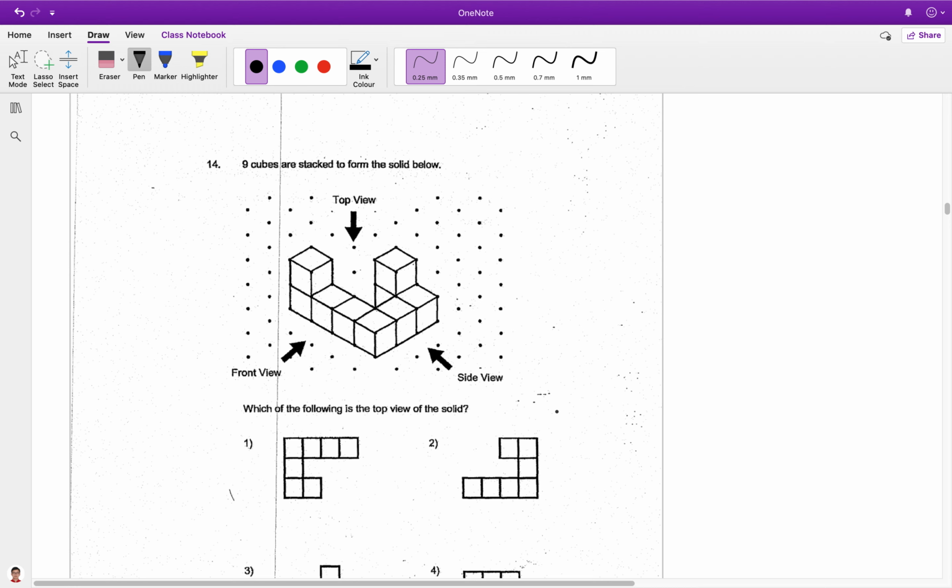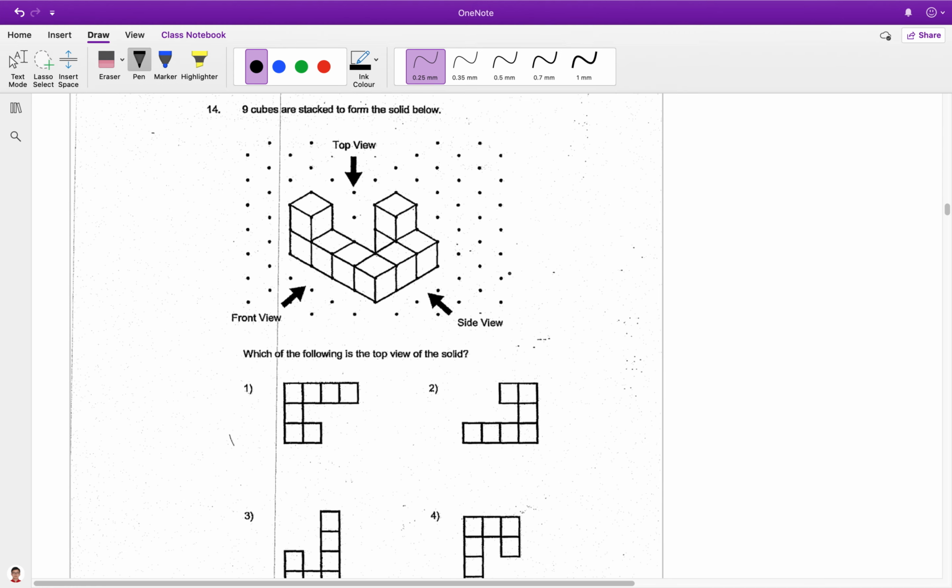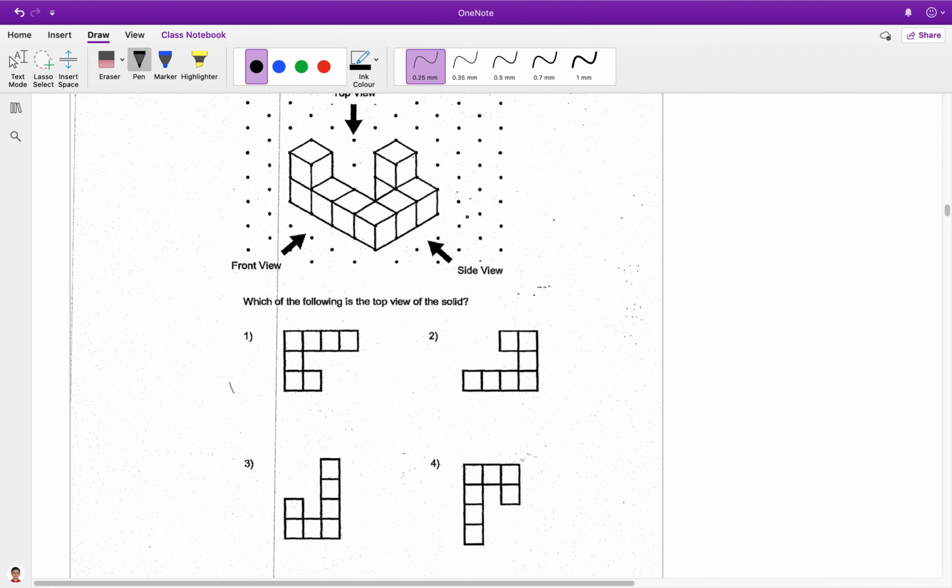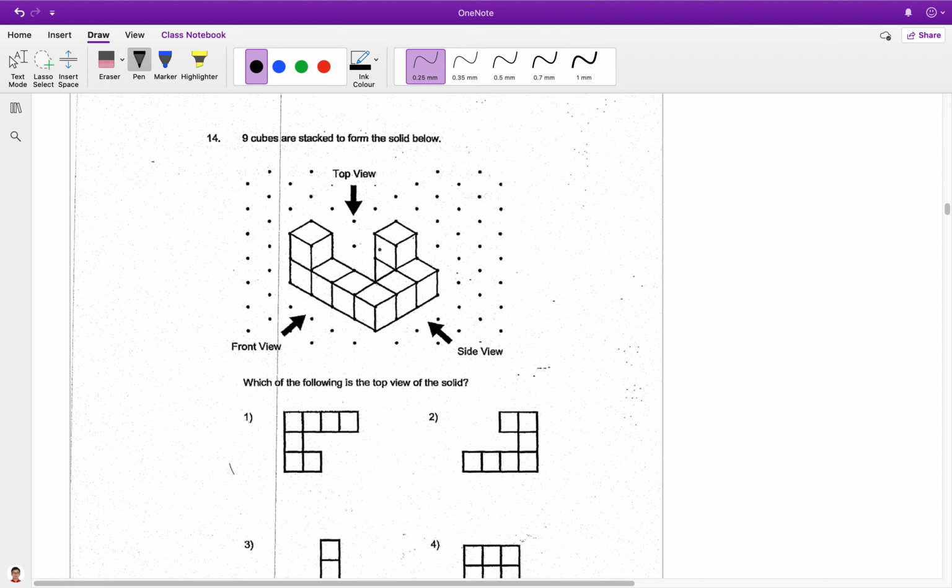Question 14. 9 cubes are stacked to form the solid below. Well, for this kind of question, we need to view the 3D solid in different views. Normally you are given a front view, side view, and top view. So for this one, we need to have some imagination. Consider yourself standing at different sides. If we view over it, what should we see?